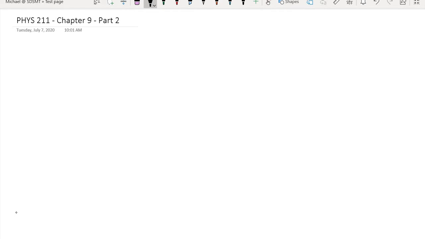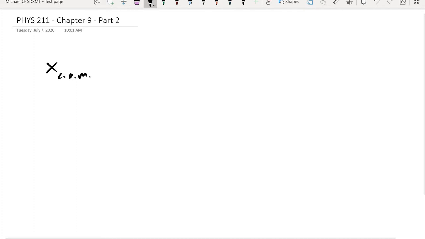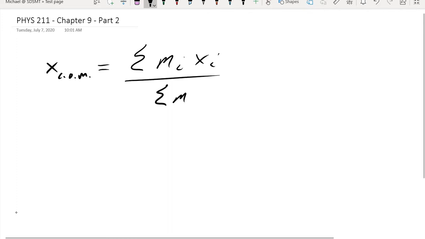In the first video, we discussed how we could take a system of particles and combine not only the position of those particles, but also the contribution that each of those particles makes to the entire system in terms of the percentage of total mass that was in that system. And from that, we were able to construct this expression that tells us how we can find the center of mass for a given system.